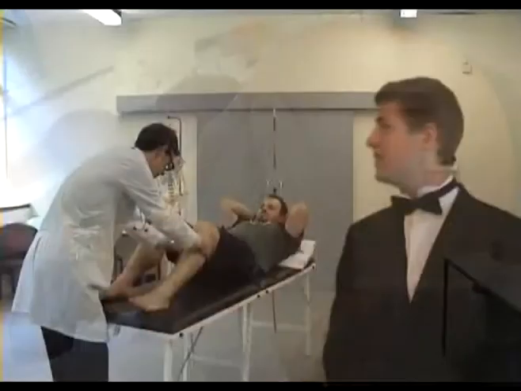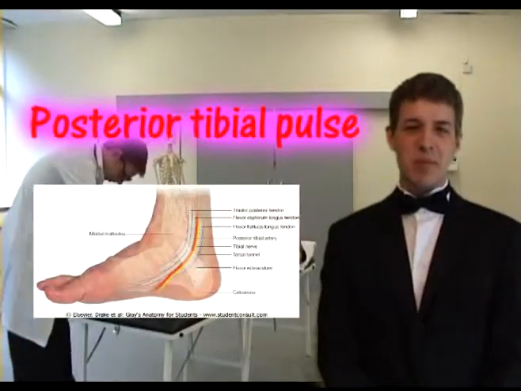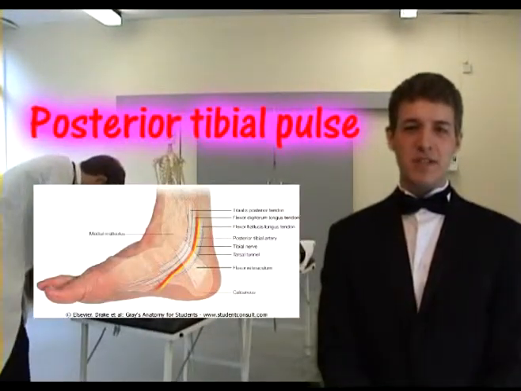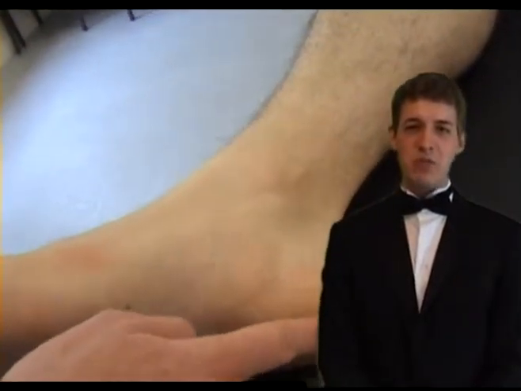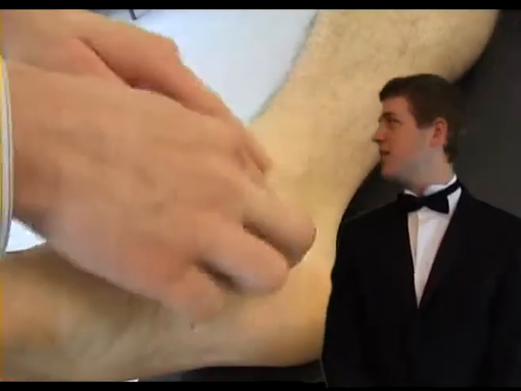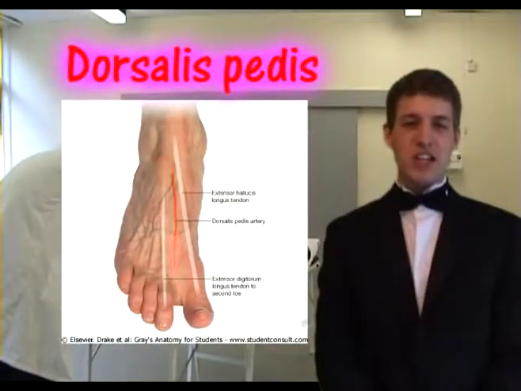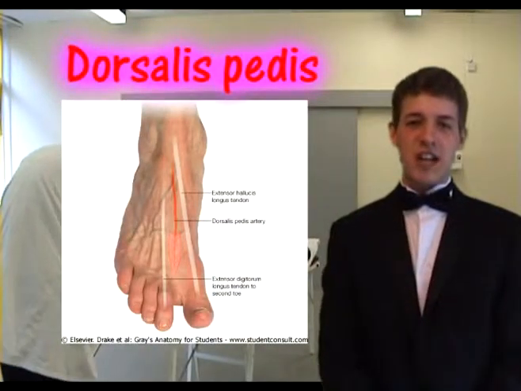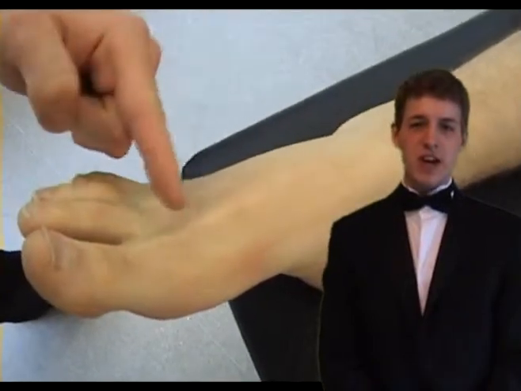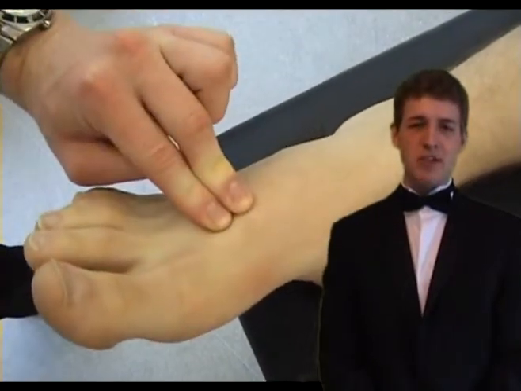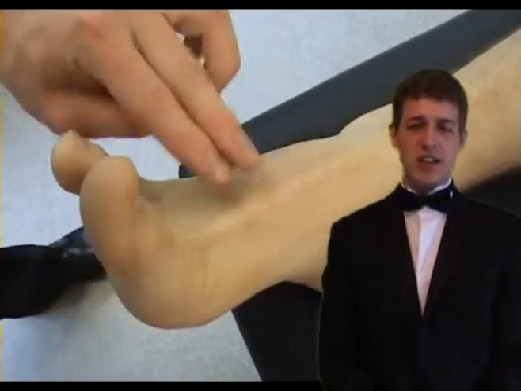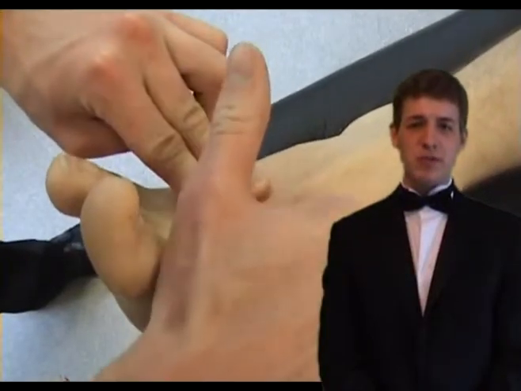Okay. The posterior tibial pulse is best felt when the foot is inverted and it is located halfway between the calcaneal tuberosity and the medial malleolus. Finally, dorsalis pedis is felt just lateral to the tendon of extensor hallucis longus. Asking the patient to point their big toe to the head accentuates the tendon, allowing easy location of the pulse.